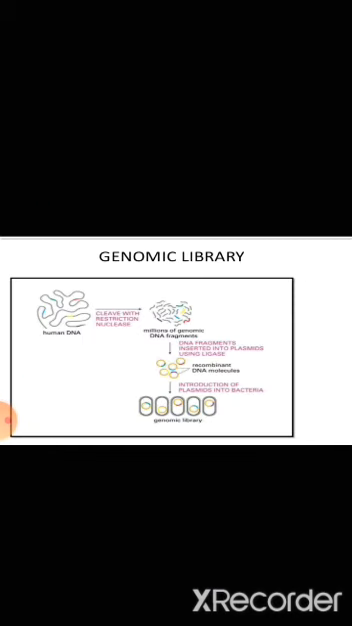That is, the human DNA is cut into DNA fragments using restriction endonuclease. These DNA fragments are inserted into plasmid using ligase. Then these plasmids are introduced into the bacteria.